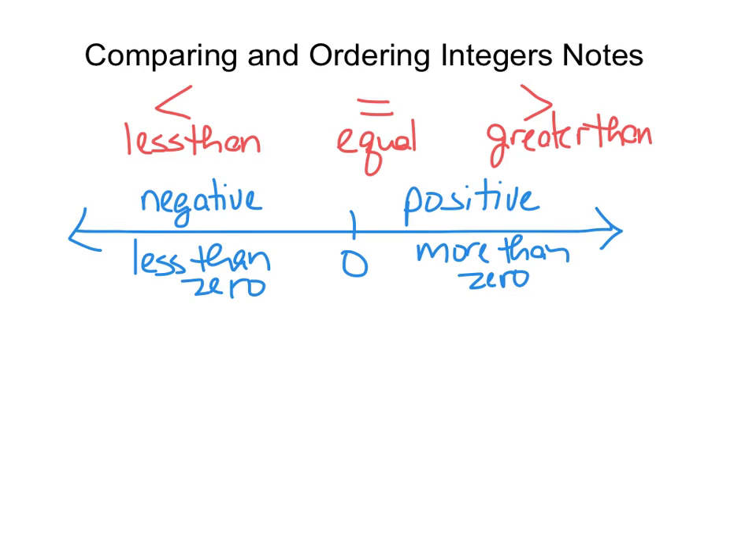So now when you're comparing your integers, you have to look at a number line. So we're going to go ahead and draw another number line, but now with numbers. You have 0, -3, -2, -1, 1, 2, and 3.